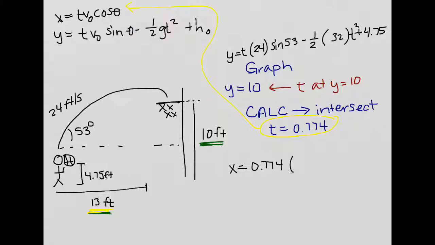0.774. My initial velocity is 24, and I'm going to take cosine of 53, and I get somewhere in the neighborhood of 11.1 feet. So the answer is no, the ball won't make it, right? The ball's actually going to land a couple of feet short of this basket. Okay, so when you're doing projectile motion problems, make sure you take into account all of the different pieces, your gravitational constant, and then you will use your graphing calculator.